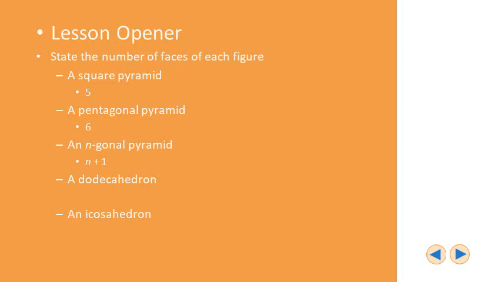A dodecahedron, right? Deca is 10. Do is like dos in Spanish, right? It's 2. So that's 12. Icosahedron, this one you may not be familiar with the term, but it is 20. So if you think of those 20-sided dice that are used with role-playing games and other kinds of games, icosahedron, okay?